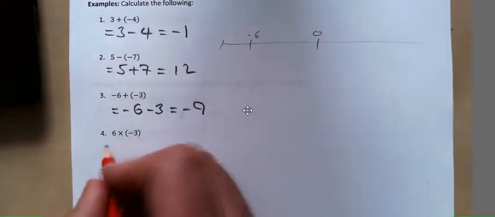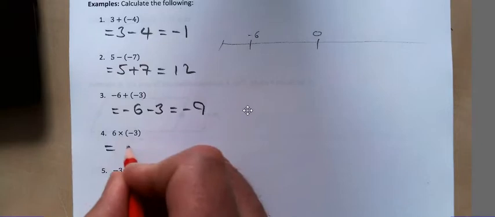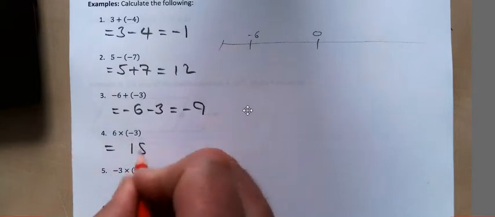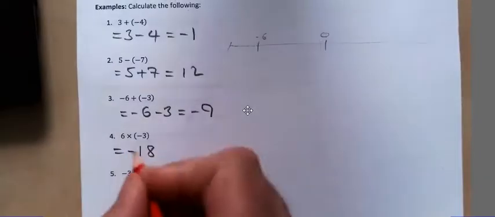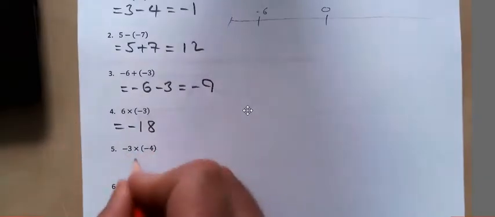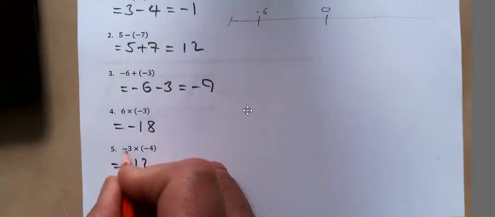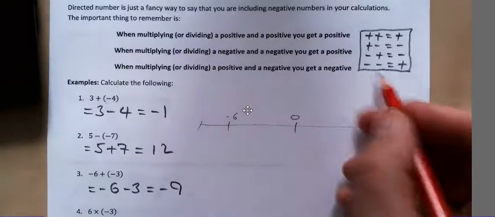For the multiplying and dividing ones, again we would use the same wee framework. So I always do the sum first. 6 times 3 gives me 18, and it's a positive and a negative, so a positive and a negative gives a negative, so it's minus 18. 3 times 4 gives 12, and a minus and a minus gives a plus.